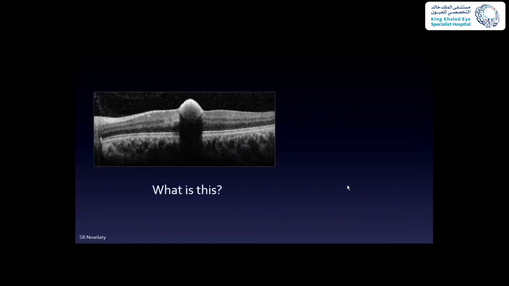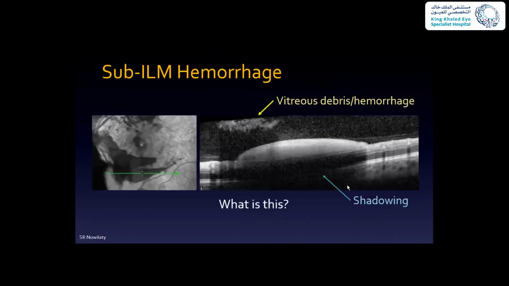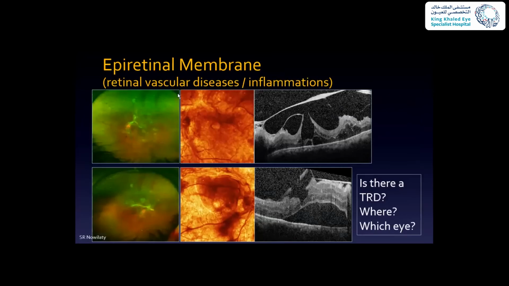Now, what is this thing? Oops, sorry, what did I do? Okay, all right. So you can have epiretinal membranes in vascular diseases and inflammations, after surgery, etc. Let's look at this eye. And the question is, is there a traction retinal detachment? Where and in which eye? So this is the same patient. This is the left eye, and if you do an OCT, you're going to see this structure. So I'm asking here whether there is a traction retinal detachment, yes or no? In this top image, is there a traction detachment?